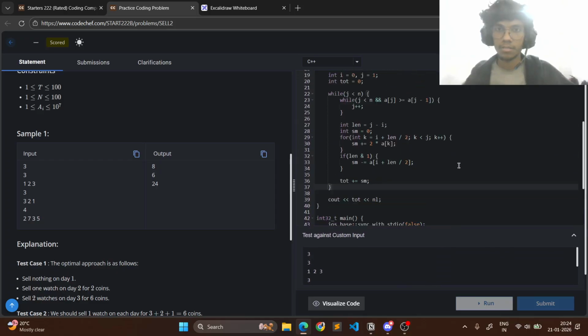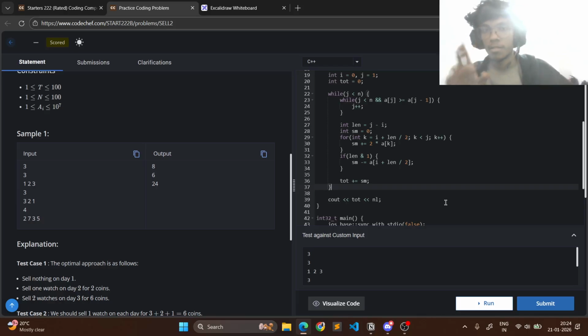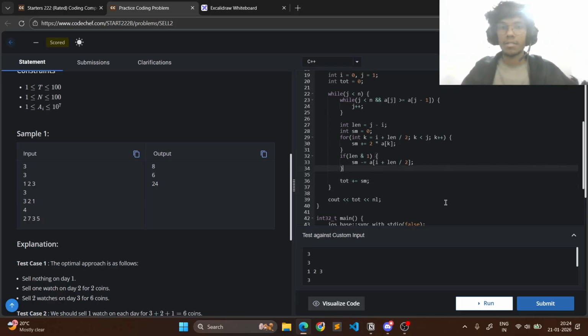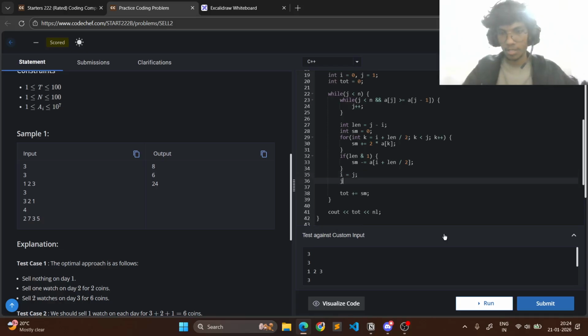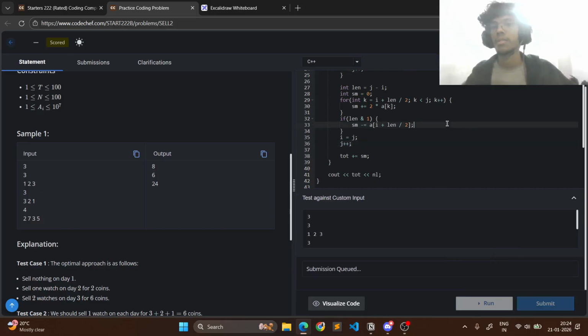And okay, I missed one thing. Because now i is equal to j now, and j has to be incremented. Right. Alright, this makes sense.